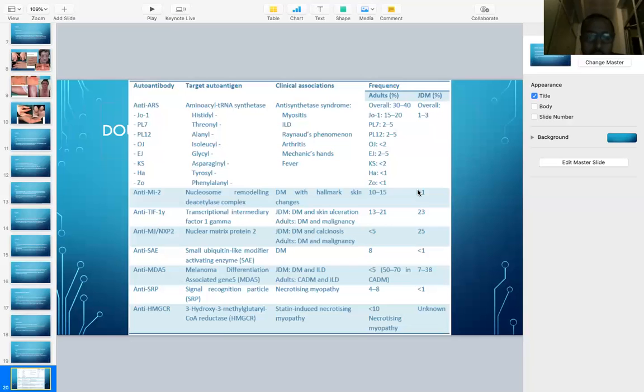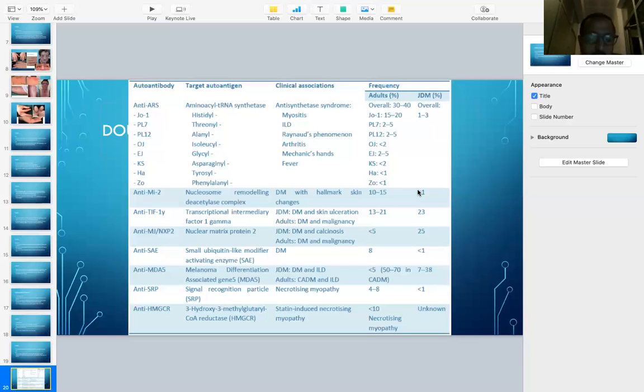And Mi-2 is specifically associated with the classic skin lesions with myositis, with weakness of the back, with muscle weakness. And it's found in a frequency of 10 to 15% of patients.